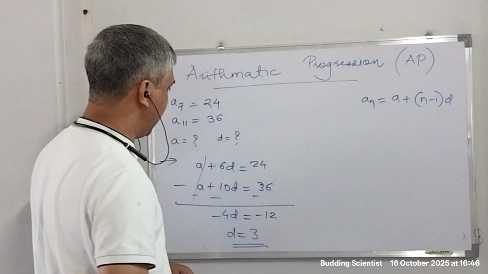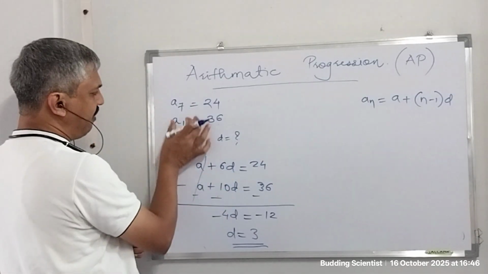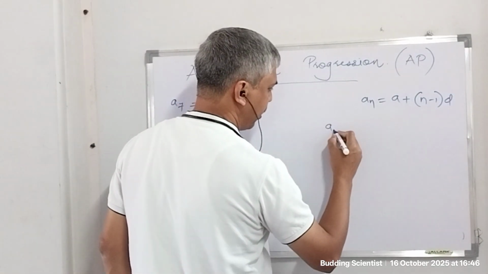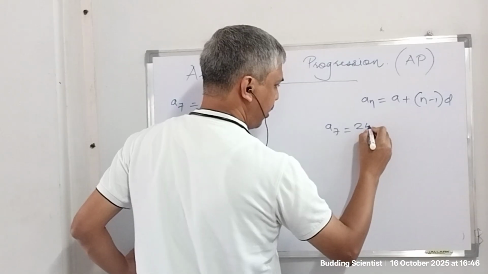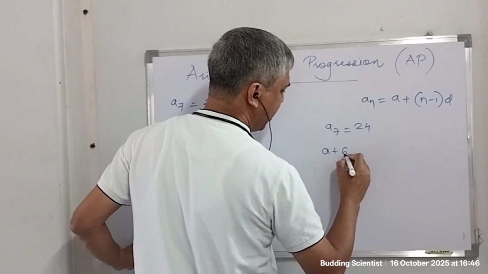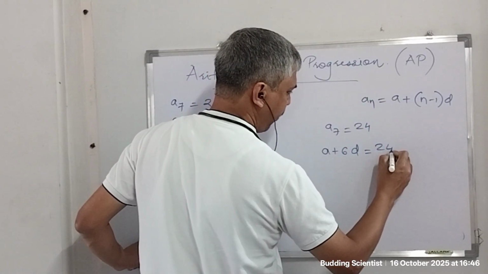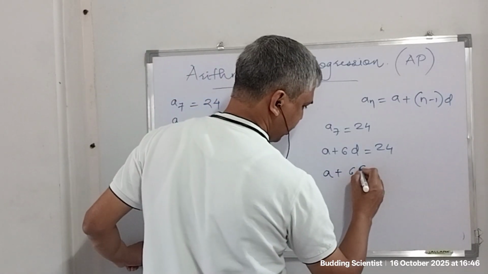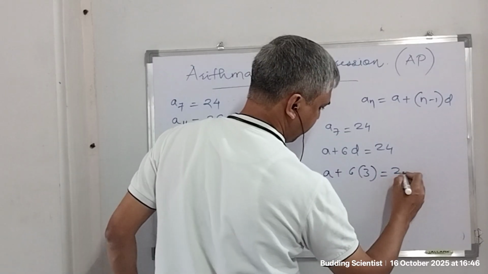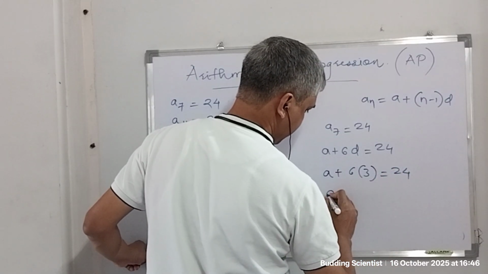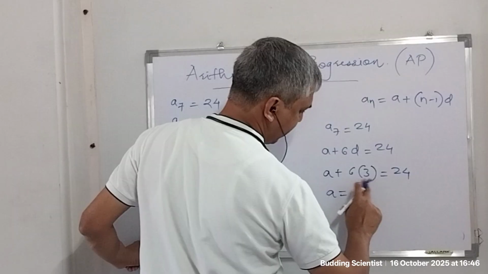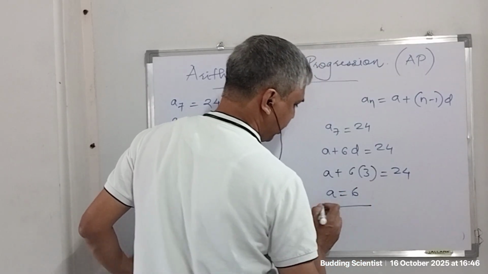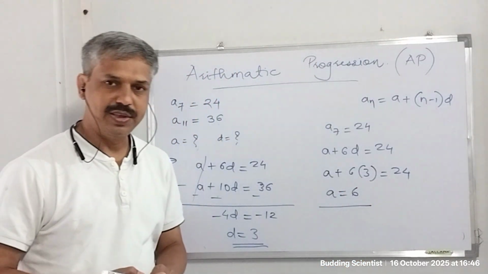The difference is 3, and if the difference is 3, put any one value. A7 is equal to 24. So a plus 6d is equal to 24. a plus 6 into d, the value of d is 3. 24 minus 18 is 6. So the value of a comes out to be 6.